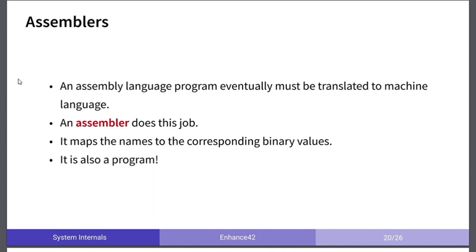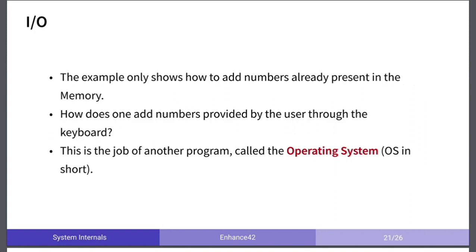Now, what are assemblers? An assembly language program eventually must be translated to machine language to be understood. An assembler does this job. It maps the corresponding instructions. And now, what is IO? For example, it shows how to add two numbers already present in memory.